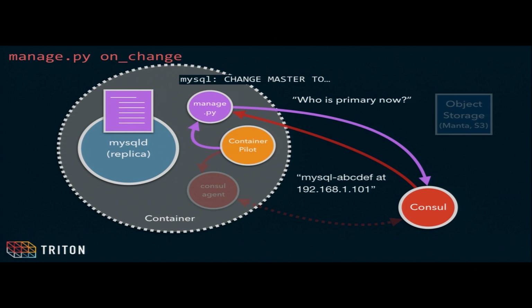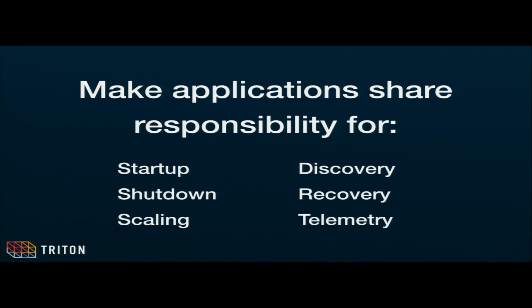Okay, so this was an example of a design pattern. Notice that you could totally have built this yourself without Container Pilot. You could have built it on top of Habitat. You could have built it on top of Kubernetes pods. It doesn't matter. But the point is that we're making applications share responsibility for these behaviors.